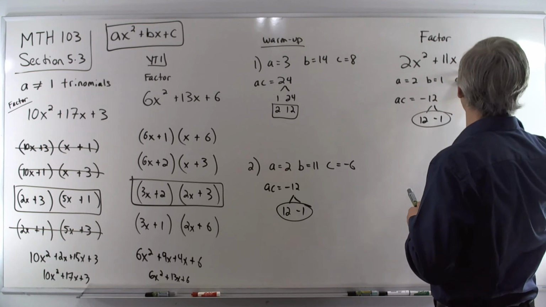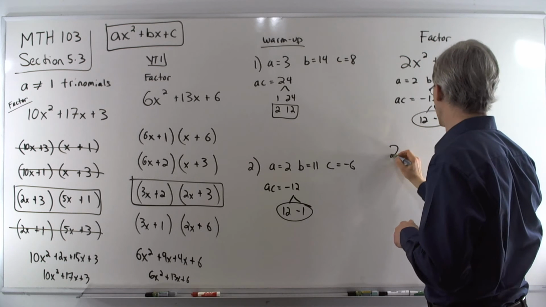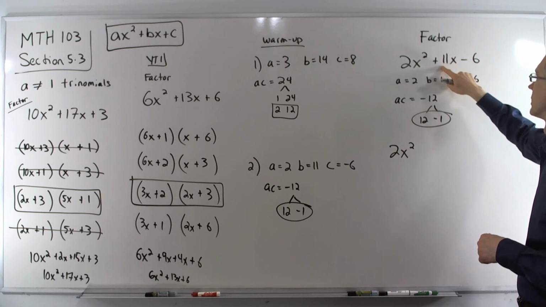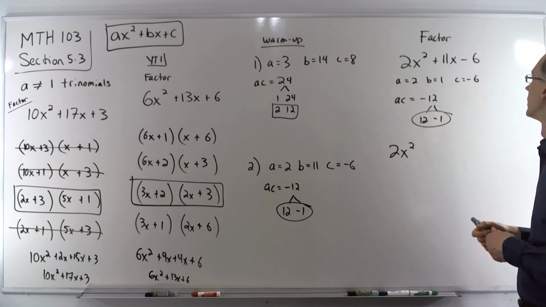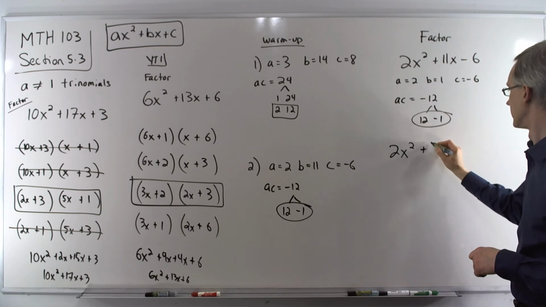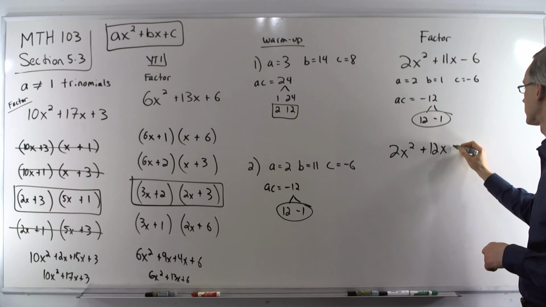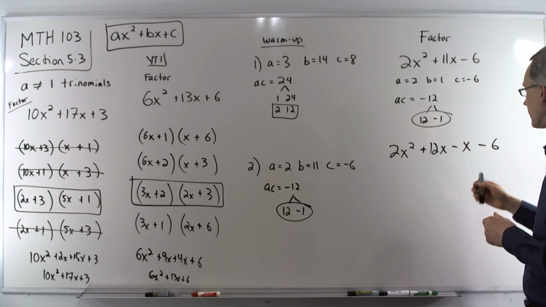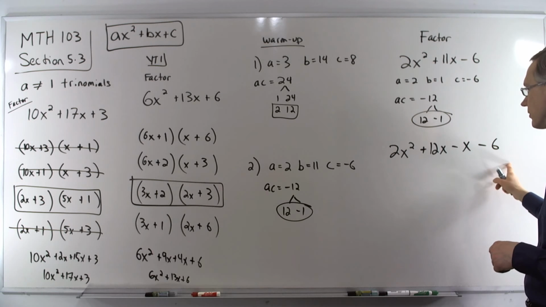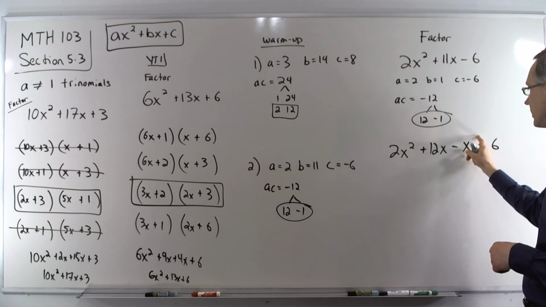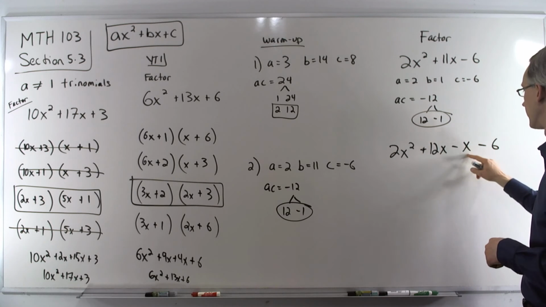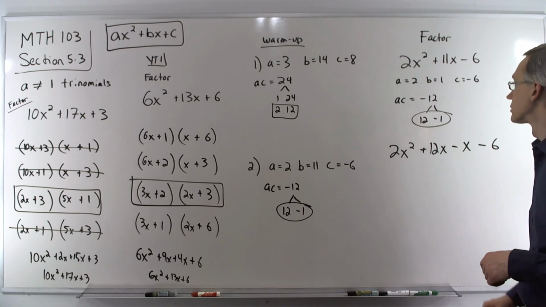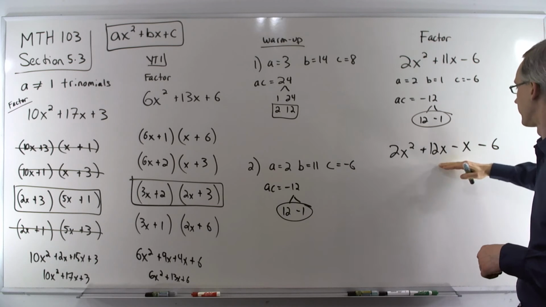What we're going to do is rewrite this initial trinomial here, 2x squared. Now we're going to split this middle term up into two terms using our two numbers. So I'm going to split that up into plus 12x minus x. And then the constant comes down. So nothing has changed in this polynomial in terms of its value. We still have 2x squared, we still have 11x, we just wrote it as plus 12 minus 1, and then we got a negative 6 on the end. So we went from a 3-term polynomial to a 4-term polynomial.